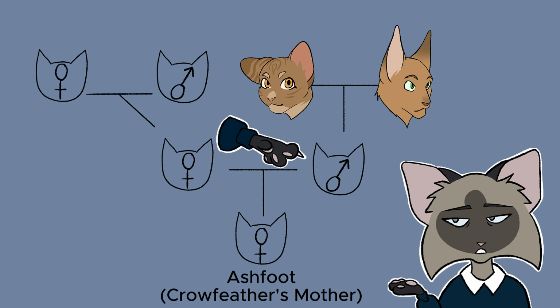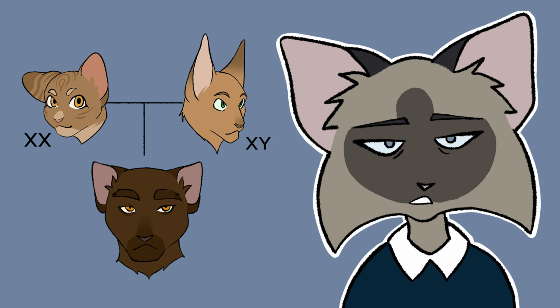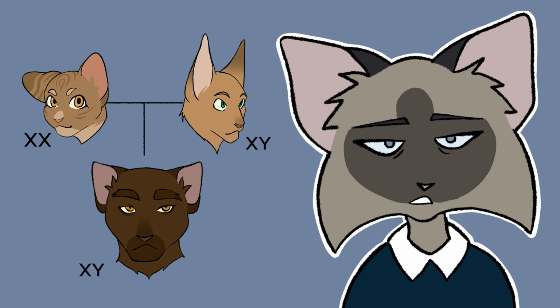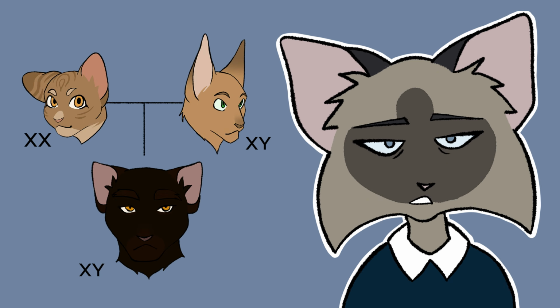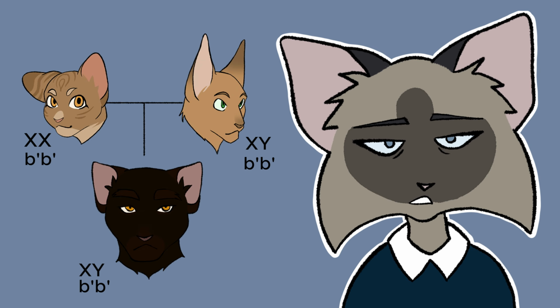So piggybacking off of that, Stagleap is the son of Hairflight and Miss Mouse and the father of Ashfoot. He is described as being dark brown in the books, so we know that he would get an X from his mother and a Y from his father, the X giving him a base color of black, so he would look something like this. We also know that both of his parents are B', so he would get B', which would make him light brown.